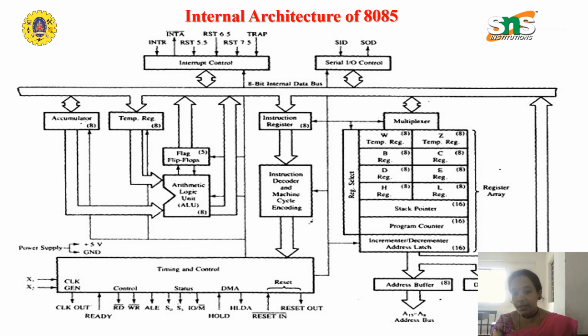So here we have the multiplexer. We have registers like the W register, Z register, B register, C register, D, E, and HL registers. The stack pointer is always used to point to the data at the top of the stack. The program counter and the incrementer/decrementer address latch are there, which will increment the data by 1 and decrement the data by 1. The address buffer is used to store the address. So the address will be traveling in the address bus and the data will be traveling in the data bus.